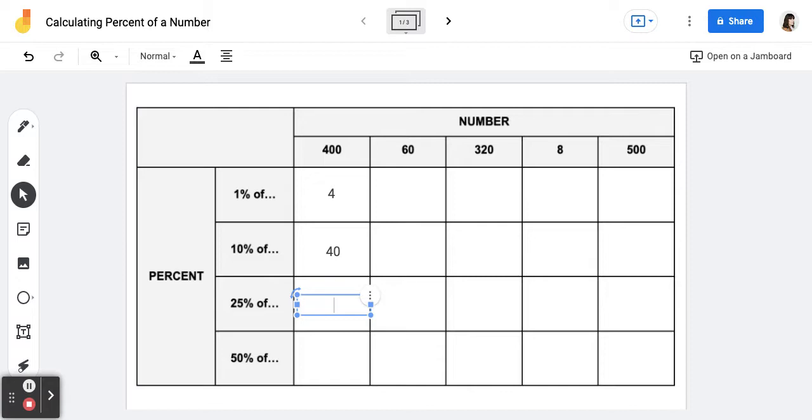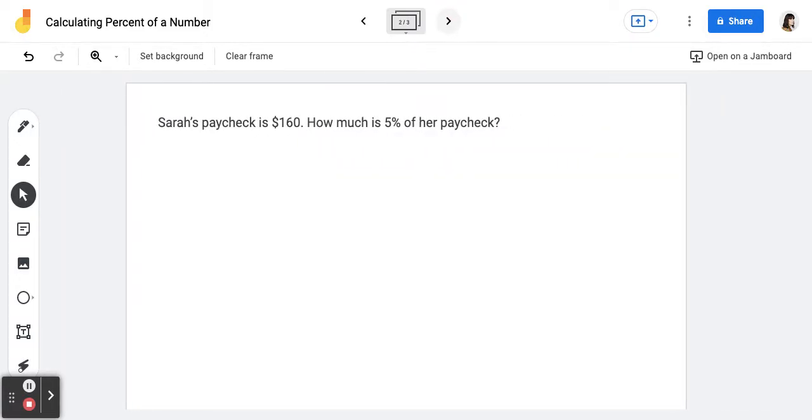To find 25% of a number, we simply take the number and divide by 4 because 25% is the same as 1/4. And finally, to find 50% or half of a number, we take the number divided by 2. In this case, 400 divided by 2 is 200. You can complete the rest of that table during your independent practice time. Let's look at another example.